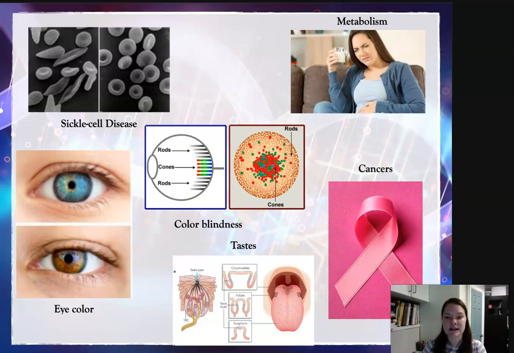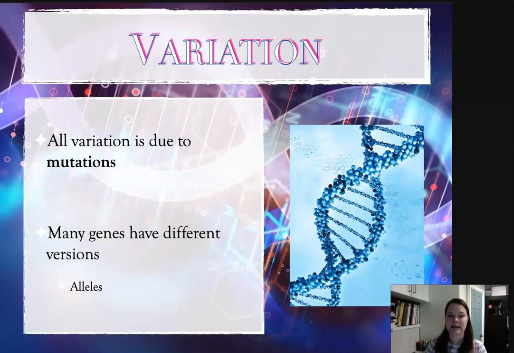And as we move into the next unit, this is all going to tie into variation of humans and of other organisms, because all variation within a population, within a group of organisms of one species, is due to some kind of mutation that has happened. And we're going to refer to different versions of a gene, which is a result of mutation, as different alleles.